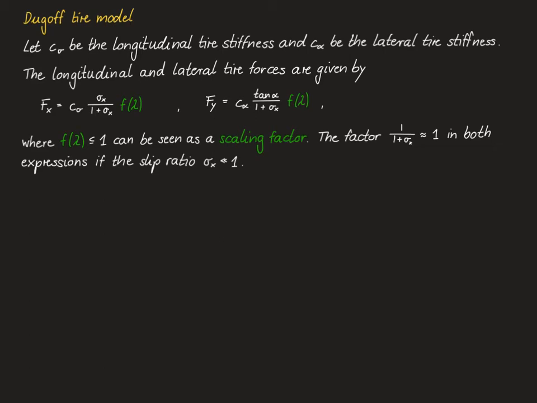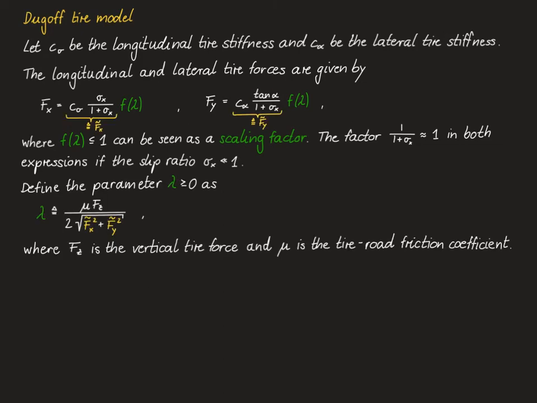If we neglect these two factors for the moment, what remains is a linear tire model in both cases. So for the longitudinal direction, Fx is equal to the longitudinal stiffness times the slip ratio. And for the lateral tire force, what remains is the lateral tire stiffness times the tangent of the slip angle alpha. In order to compute the scaling factor f of lambda, we first define the longitudinal tire force and the lateral tire force without the scaling factor, which we call F tilde x and F tilde y.